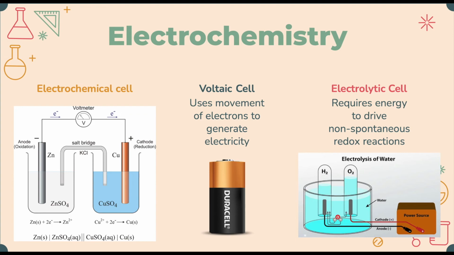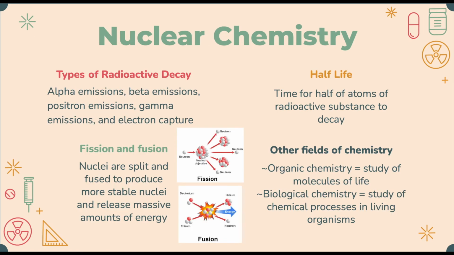Electrolytic cells, on the other hand, require energy to drive non-spontaneous redox reactions. An example is the electrolysis of water, where water is broken down into hydrogen and oxygen. The different types of radioactive decay are alpha emissions, beta emissions, positron emissions, gamma emissions, and electron capture. The half-life of a radioactive substance is the time it takes for half of the atoms of the substance to decay. Nuclear fission and nuclear fusion are nuclear reactions where nuclei are split and fused to produce more stable nuclei and release massive amounts of energy. This is the focus of the field of nuclear chemistry.